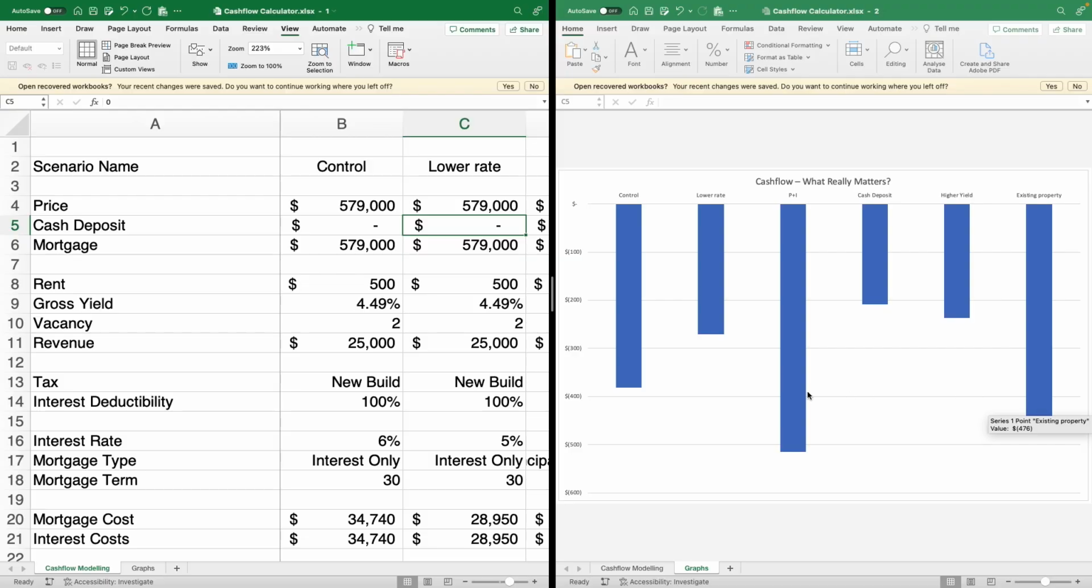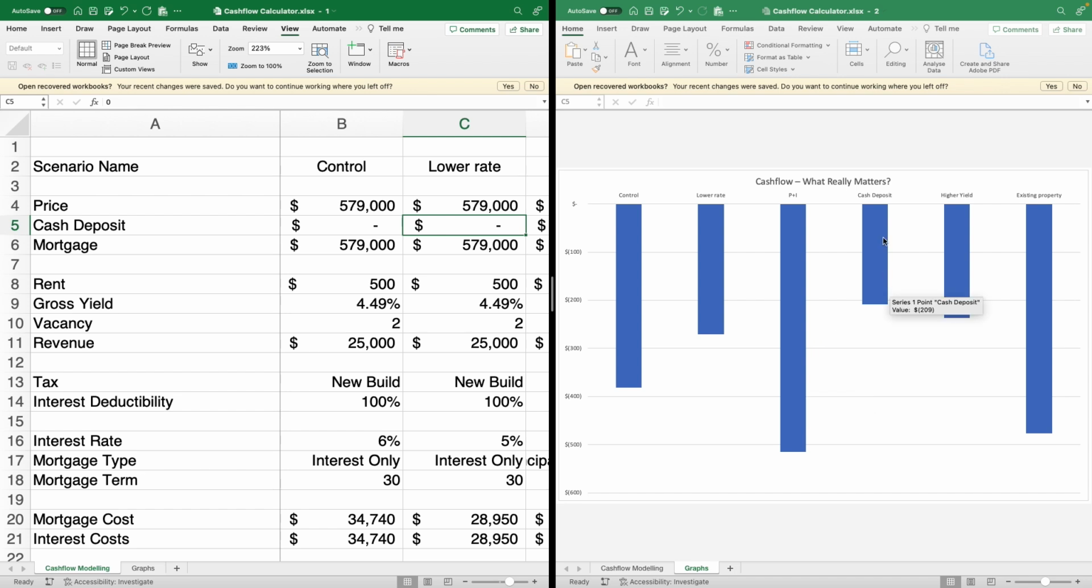So it's interesting that with the existing property, you're almost the same cash flow as if you bought a new build and paid principal on it and actually got ahead by paying down principal. Yeah, it looks like about a $40 difference per week between those two options.